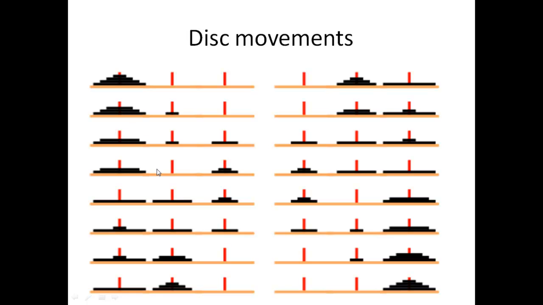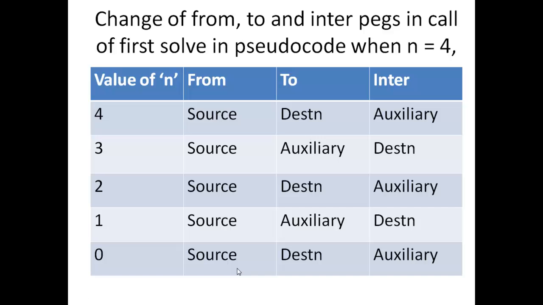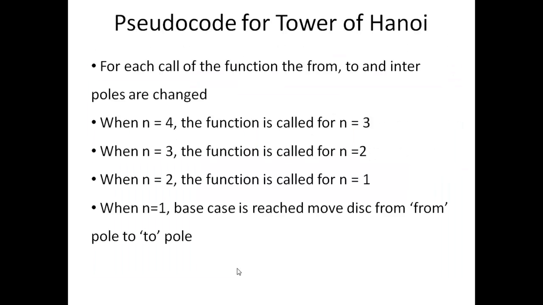So if you follow this step by step, in the next step this particular disk is moved from the auxiliary to the destination. If you see the forthcoming steps, you'll understand how the Tower of Hanoi problem gets solved based upon the algorithm we have proposed here.